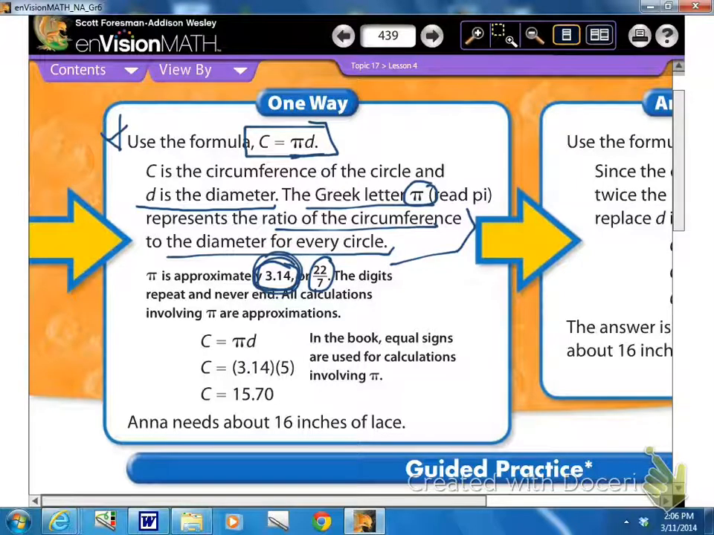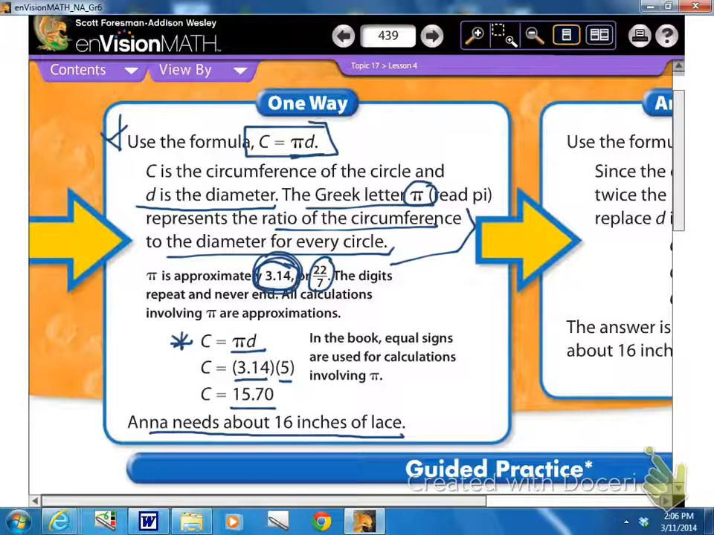So it's going to look something like this. If circumference equals pi times diameter, you plug in your decimal 3.14 for pi, and we know the diameter was 5. All we have to do is multiply these two together to find out the circumference, or the distance around the outside of the circle, is 15.7, and I think it was, yes, inches. So Anna's going to need at least 16 inches of lace. 15 wouldn't go all the way around it, so you need to round up to 16 inches. But to be exact, 15.7.